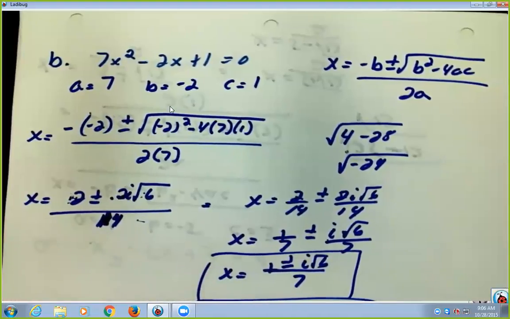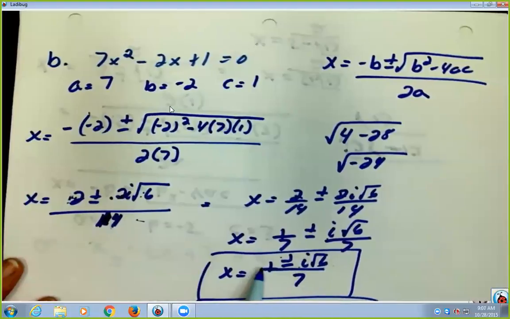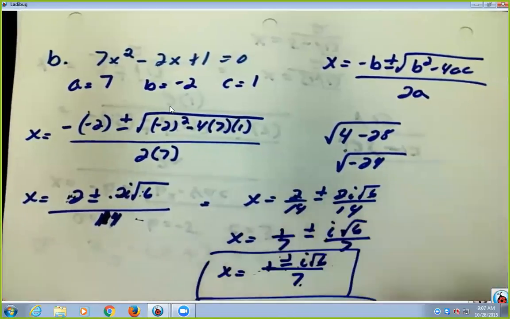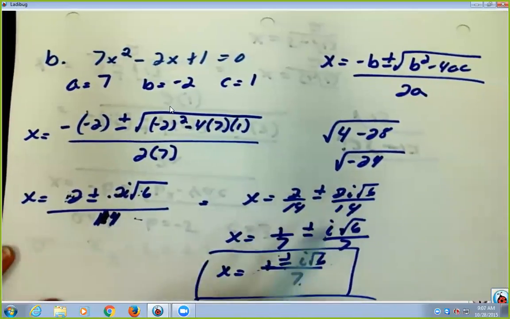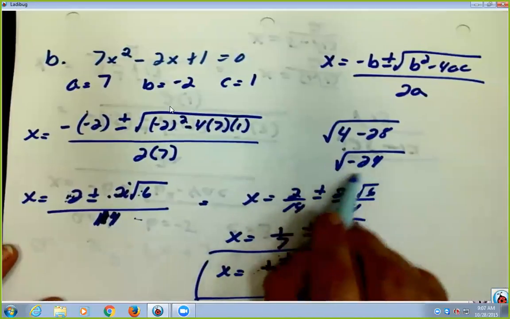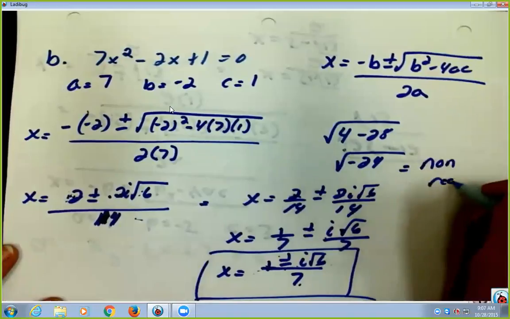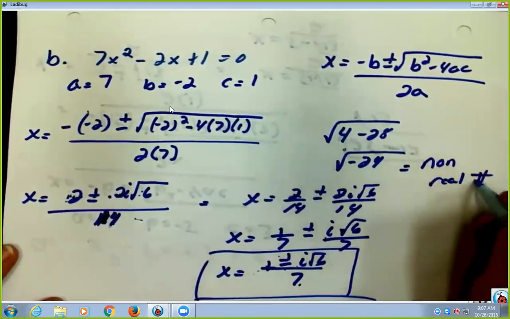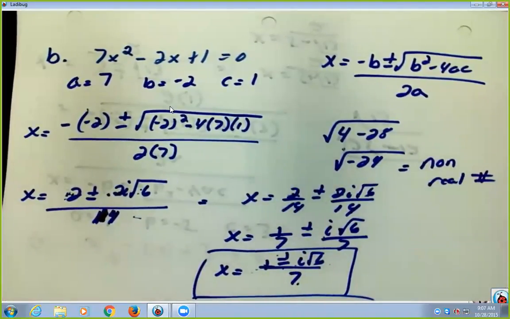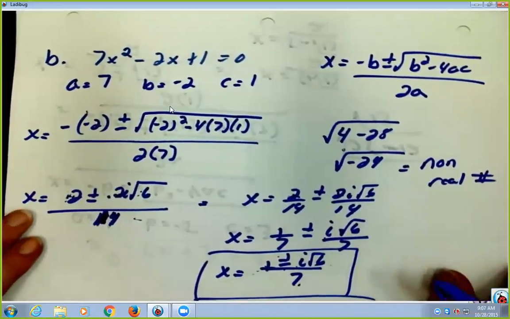So sometimes they ask you for separate pieces. So we know we would have 1 plus i, the square root of 6 over 7, and we would have 1 minus i, the square root of 6 over 7. So this parabola doesn't touch. If I look at my discriminant under here, notice it came out negative. So this is what's considered a non-real number. So it's non-real. It's going to show me or tell me that it doesn't cross the x-axis at all. So it's non-real with what I have with that.